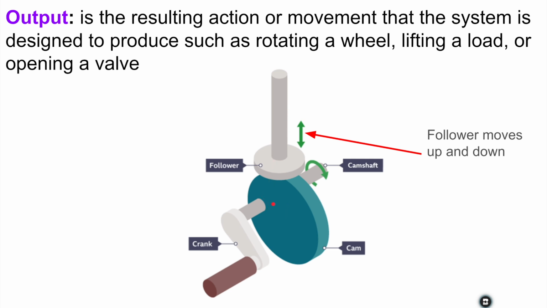So when the cam is in this position, the follower is closer to the axis of the camshaft. But when it's in this position over here, when this has been rotated and this cam is in this position, then the follower will be further from the axis of this camshaft.